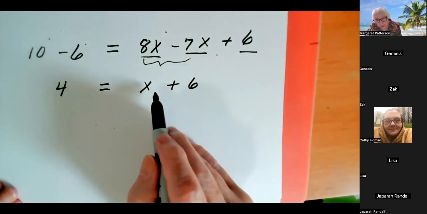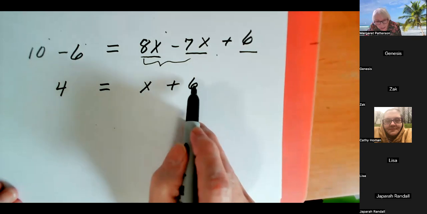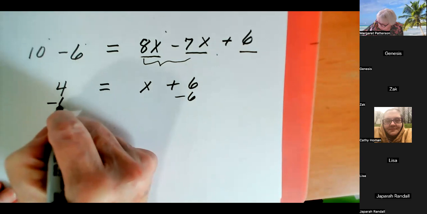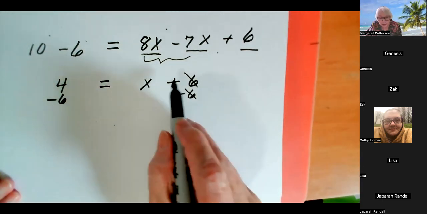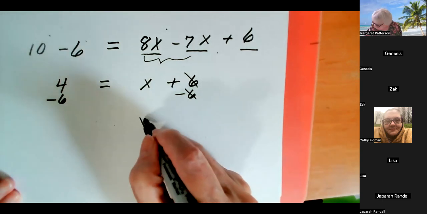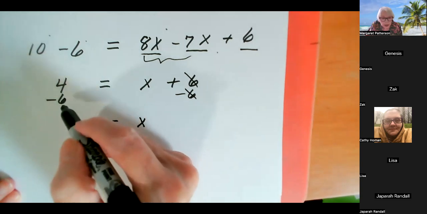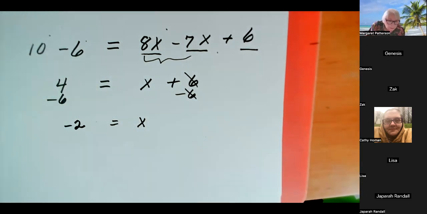Now the x is over here. I have to ditch this. So instead of adding 6, I'm going to subtract 6 from both sides. Cancel, cancel. That is 0. This is x. And I think it was the same as that problem, wasn't it? 4 take away 6 is -2. Right? Very close, same answer.